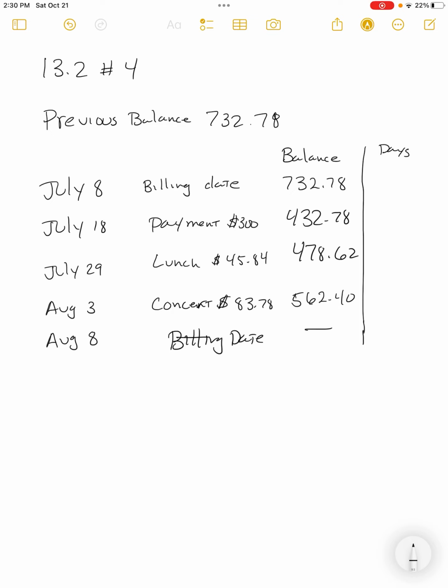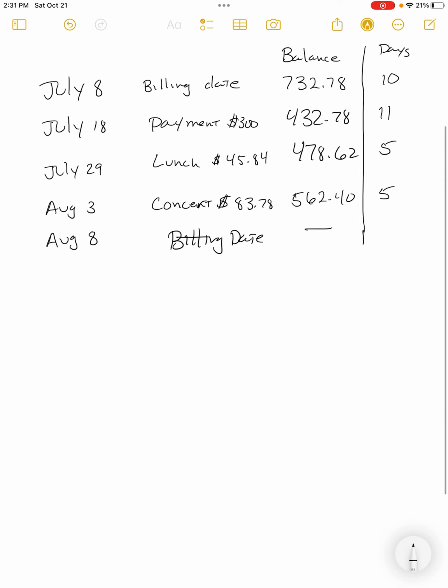So it stayed from the 8th to the 18th at 732.78 for a total of 10 days. From the 18th to the 29th, it was 432.78, so that's 11 days. From the 29th to the 3rd, there we need to be careful. So we'd count up the 30th, 31st, 1st, 2nd, 3rd. That's 5 days that it was at the 478.62. And then another 5 days from August 3rd to August 8th, it was at the 562.40. Notice that my days add up to be 31, exactly the number of days that are in July.